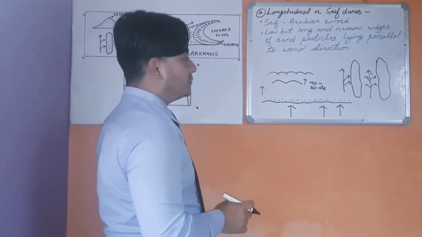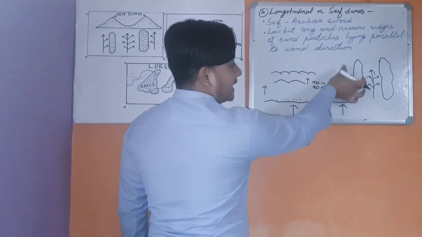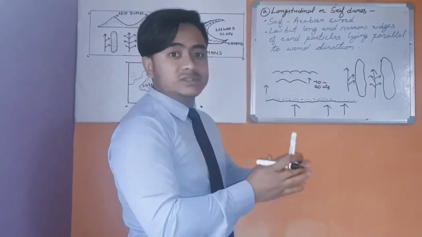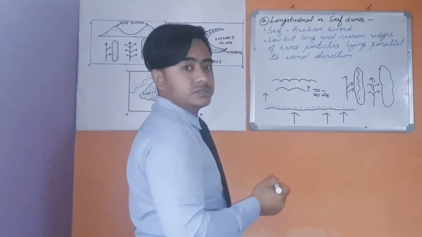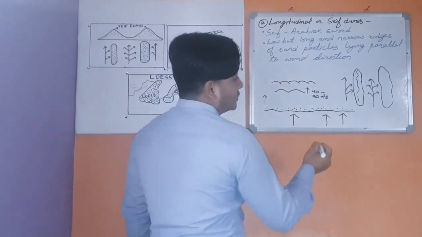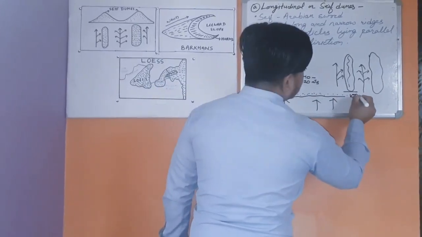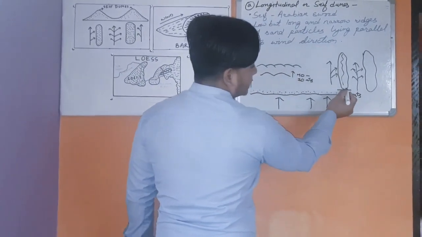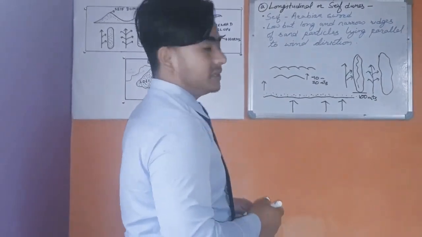And we studied the second characteristic, that the length of the longitudinal dunes is a few kilometers long. You can see this is the length of the longitudinal dunes, and the width is approximately 100 meters. You can see the width.